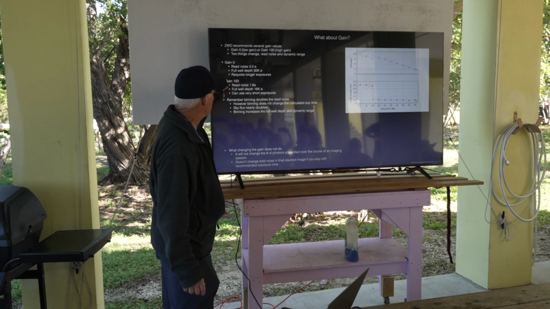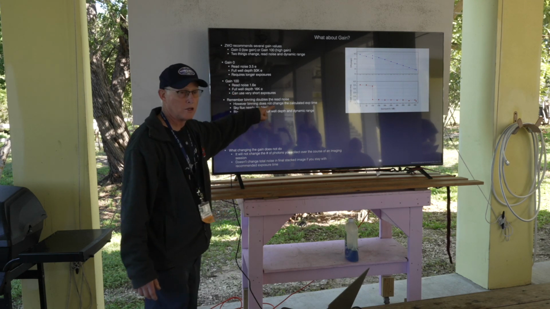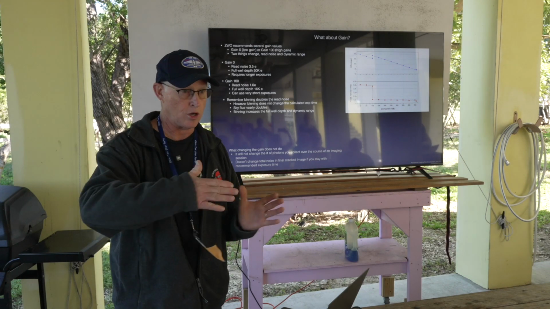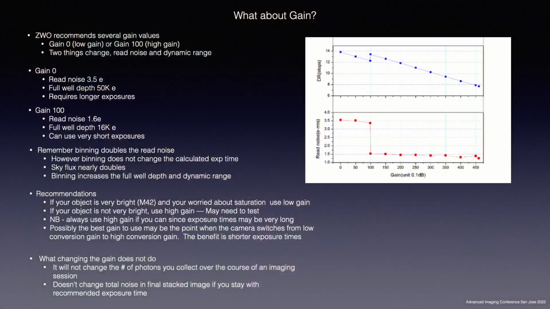As you raise the gain up, however, what happens is your well depth goes down, how many electrons you can fit in there. But in my case, what I finally figured out is that when I go to binning 2x2, my well depth goes back to like 66,000 electrons. And that's plenty. I mean, that's actually high well depth.